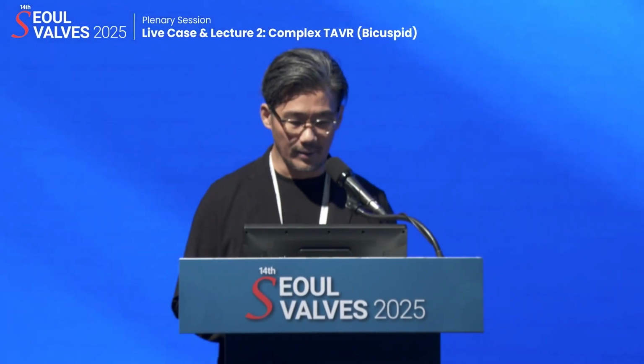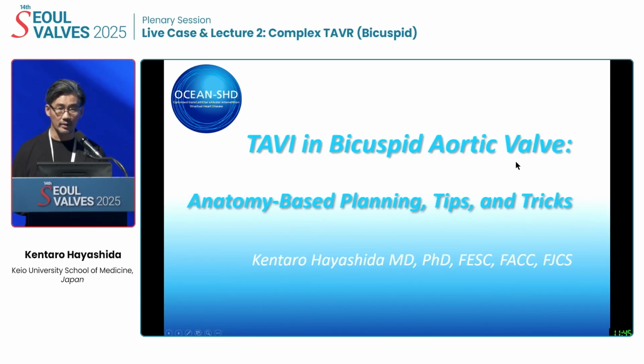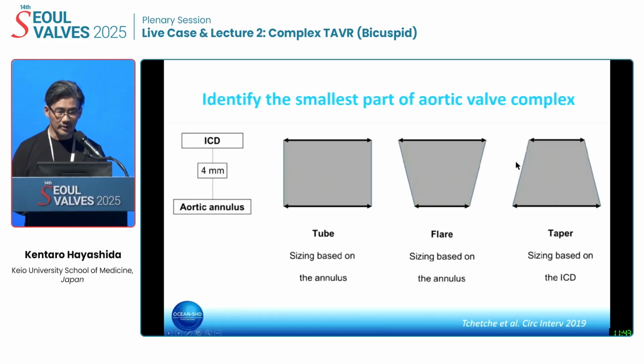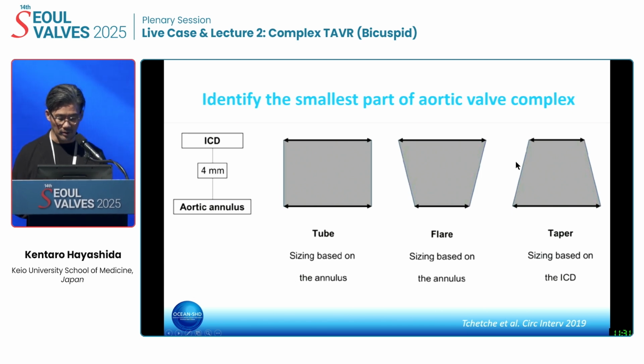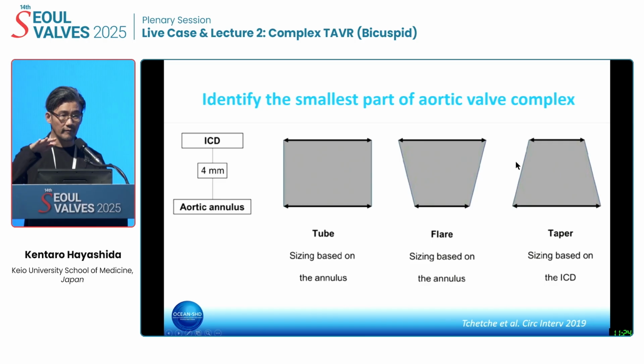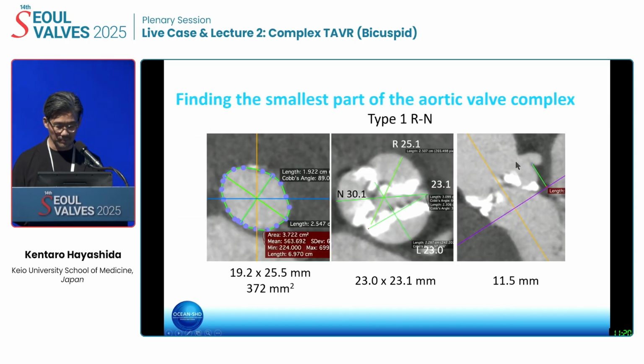So, ladies and gentlemen, today I'd like to talk about TAVI in bicuspid aortic valve anatomy-based planning tips and tricks. I always respect the method to identify the smallest part of the aortic valve complex. If the patient has the flare type, we usually respect the size of the aortic annulus. If the patient has the taper type, I always respect the level of the raphe, because this part will be the smallest part of the aortic valve complex.